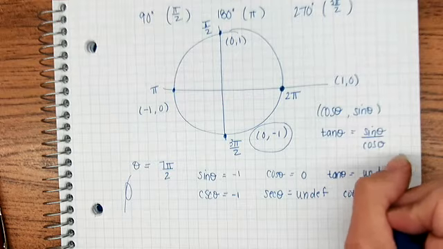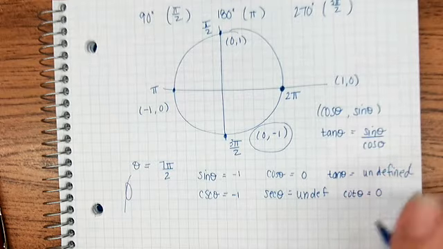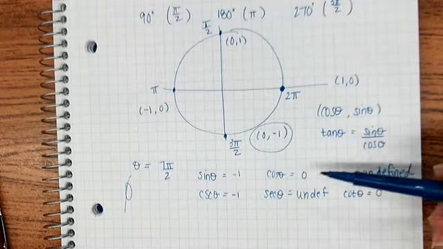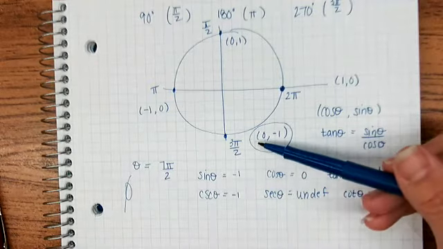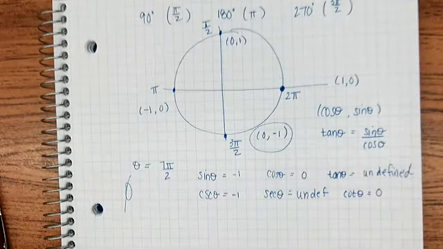And the cotangent would be 0. The cotangent is cosine over sine. Cosine is 0 over -1. That's allowed.